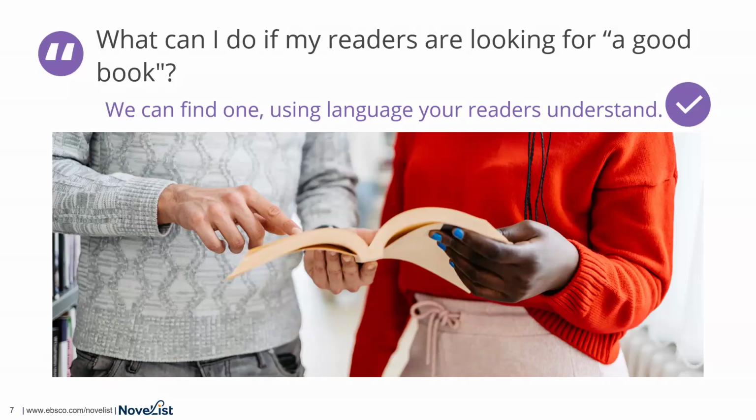Sometimes we will get the question saying, "I'm looking for a good book." It's very hard to define that. Everyone's idea of a good book is very subjective. So using Novelist, we are able to build up using the appeals, the genres, and the themes to help find a book that will help that patron answer the question, I'm looking for a good book.